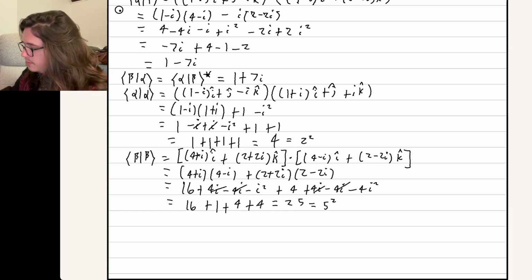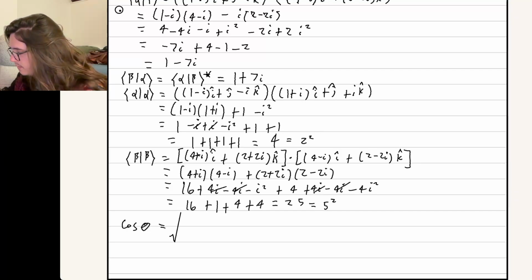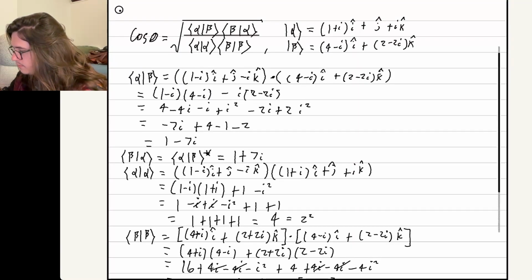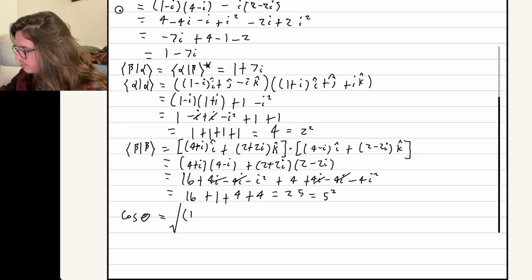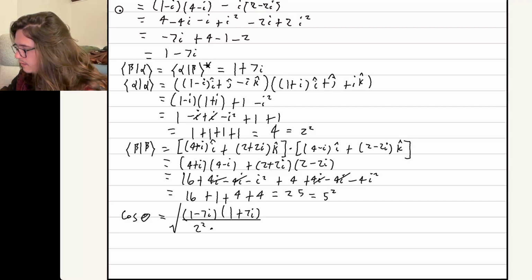But that means we can start putting together the cosine of theta now, just using the definition that Griffiths gave us, A.28. It's the inner product of alpha with beta, which is 1 minus 7i, times the inner product of beta with alpha, which was 1 plus 7i. And then it's divided by the inner product of alpha with alpha, which we found was 2 squared, and then the inner product of beta with itself, which we found was 5 squared.